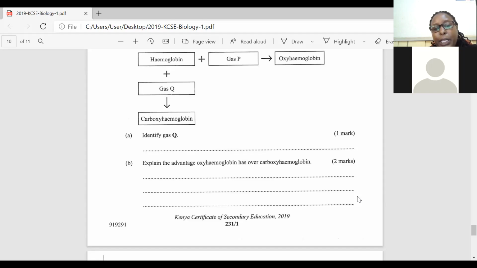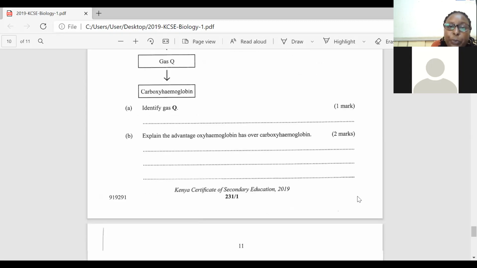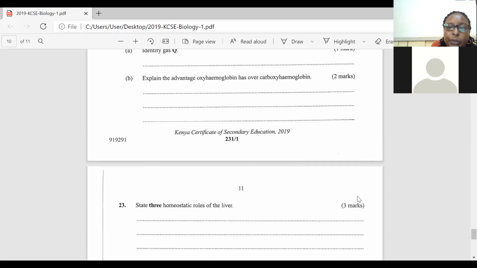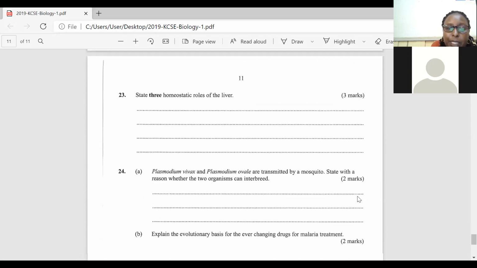That is what would make it an advantage over carboxyhemoglobin, which is a stable compound. It doesn't dissociate easily, so it does not release the hemoglobin to pick up oxygen. That explanation would score 2 marks.